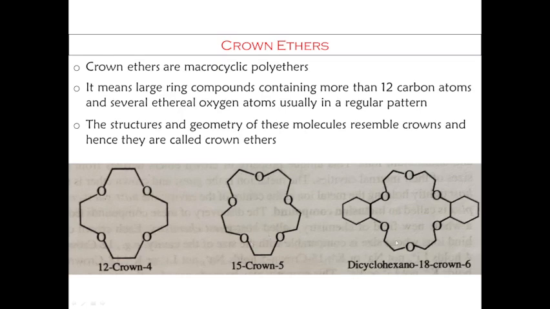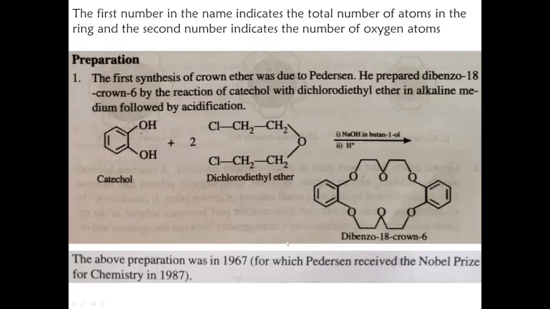In the same way, here we have a derivative type of compound where two cyclohexane parts are there, so dicyclohexano, and the total number of atoms in the ring is 18, crown, 6 oxygen atoms are there. The first number in the name indicates the total number of atoms in the ring, and the second number indicates the number of oxygen atoms.